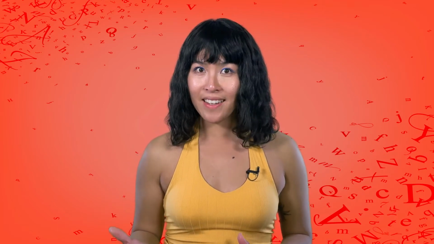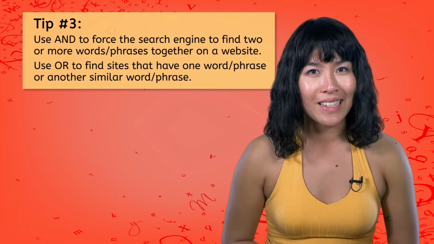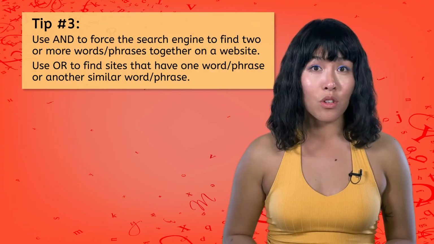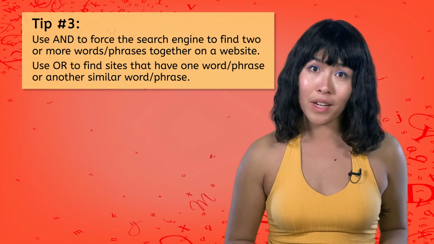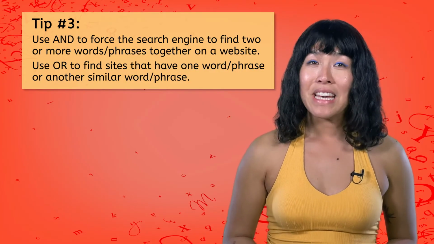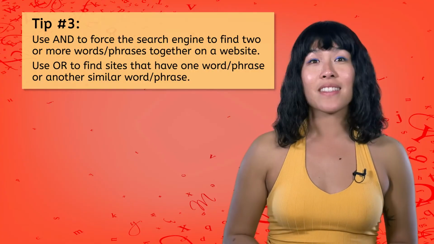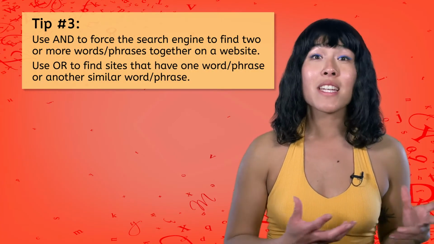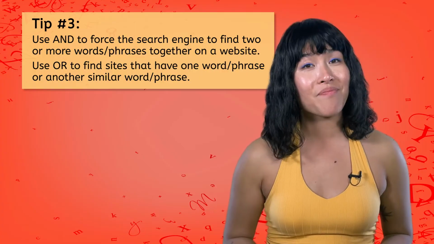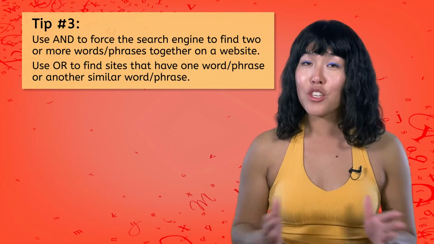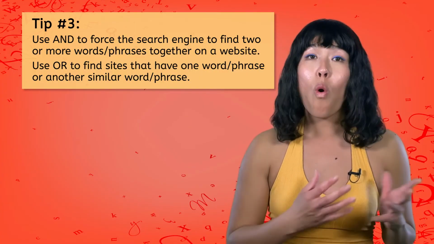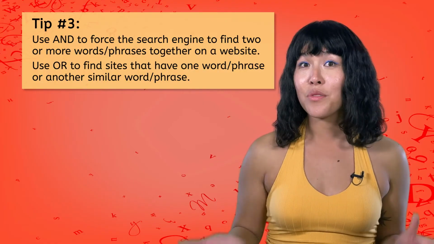Now I want to find some information that may answer my research question, which is about both virtual reality and shopping. Which brings us to search engine tip number 3. Use AND to force the search engine to find 2 or more words or phrases together on a website. You can use OR to find sites that have one word or phrase or another similar word or phrase. It's important to note that you must type AND or OR in all capital letters for this to work.